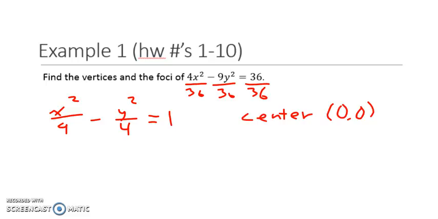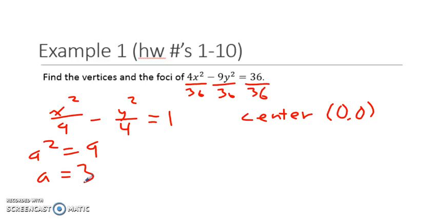Now, when the questions ask you for the vertices, they want that a distance, in this case, going to the left or to the right, because my equation starts with an x. If it started with a y, I'd be going up or down that distance. But in this case, I want to go from the center, and I want to go left or right a. So notice that a squared is equal to 9, which means a equals 3.